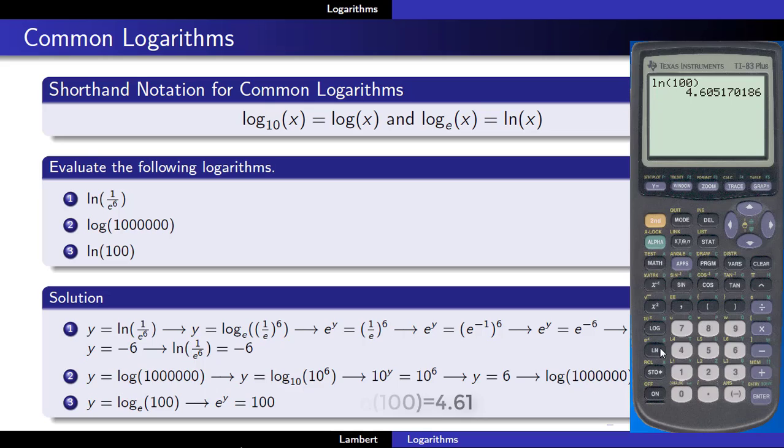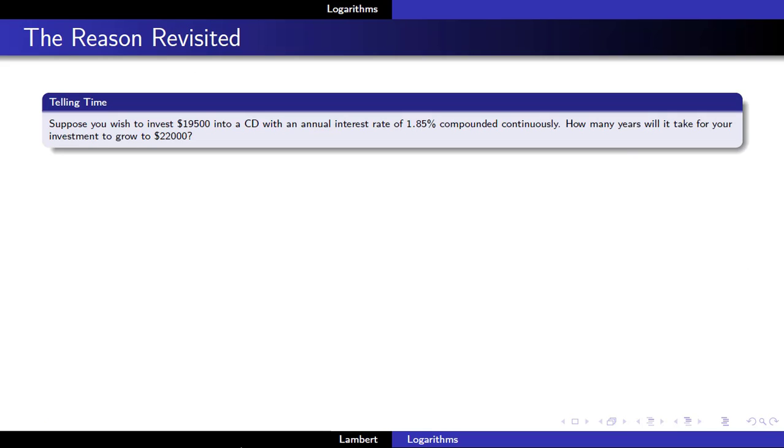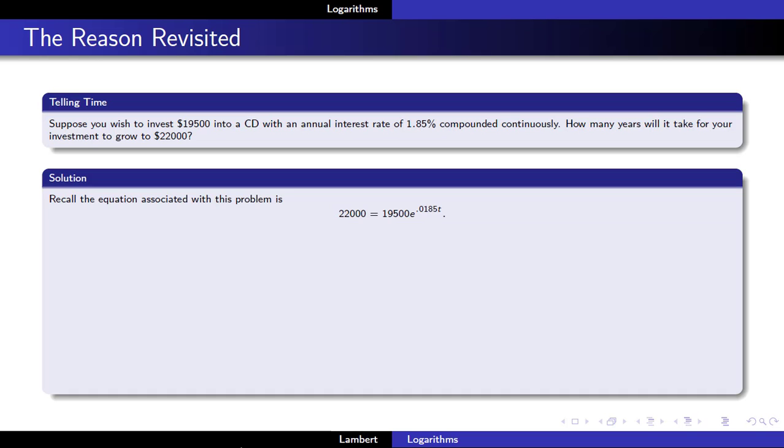Okay, so now we want to actually go back to the real reason we were looking at these problems. So suppose you wish to invest $19,500 in that CD. We had the annual interest rate of 1.85% compounded continuously. How many years will it take the investment to grow to $22,000? So looking at the problem, we had the setup. We had 22,000 equals 19,500 e raised to the 0.0185t.